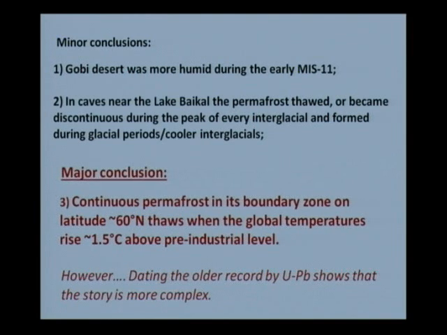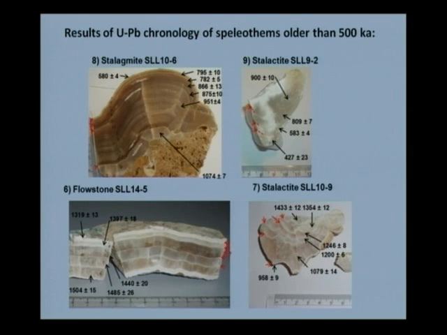So this was a story between permafrost and the boundary zone on latitude 60. So when global temperatures rise 1.5 degrees above pre-industrial, this was the major conclusion of what we did, and there was a lot of noise in the media. But then we went to the past and saw something interesting. So when we extended the number of speleothems, we found again nothing was younger than 400,000 years, and it's good. It didn't contradict our first conclusion, but we saw a lot of ages in the far past.